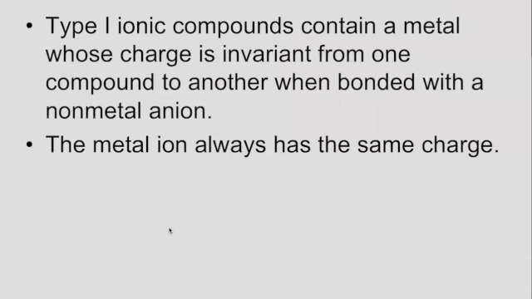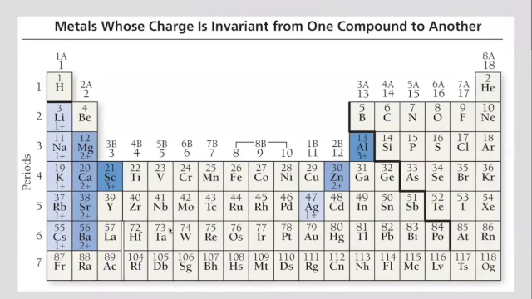Based on the type of compound that you have, your rules are going to be different if you have type 1 versus type 2. Type 1, the metal will always carry the same charge. Type 2, the metal charge is going to vary. Here, the ones in blue are your type 1. And the tan ones are your type 2, the metals, right? Remember, these are non-metals, so we're talking about the metals.